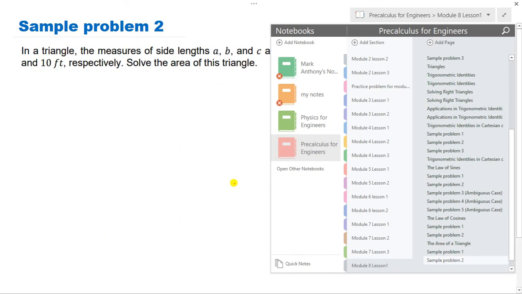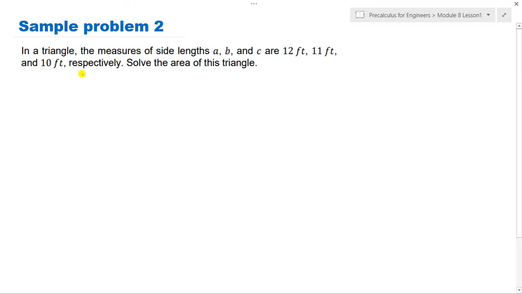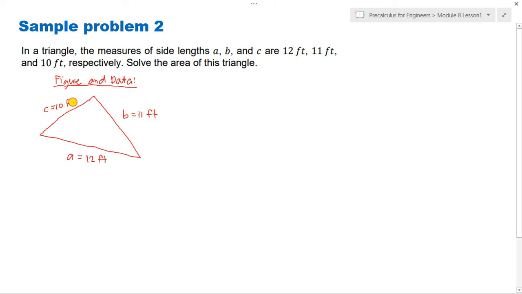Then for the last problem, in a triangle, the measures of side lengths A, B, and C are 12 feet, 11 feet, and 10 feet respectively. Solve the area of this triangle. So figure and data. Here we have a triangle. At the top is side A. So A is equal to 12 feet. B is equal to 11 feet. C is equal to 10 feet.